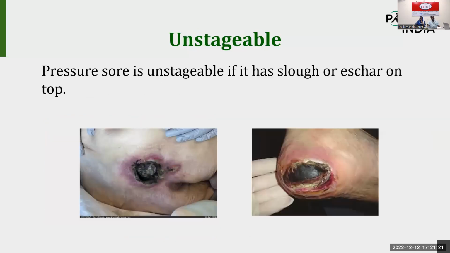Actually, the next stage is the unstageable stage, or we can number it as stage 5 or unstageable stage. Already we discussed stages 1, 2, 3, 4, where we could see everything. But unstageable stage means we cannot see the wound. The wound is covered with a dark colored eschar or a dark colored slough. That slough or eschar is on top of the wound and covers everything. Only if the eschar or the slough is removed can we identify the wound depth and everything. So this one is the unstageable wound.